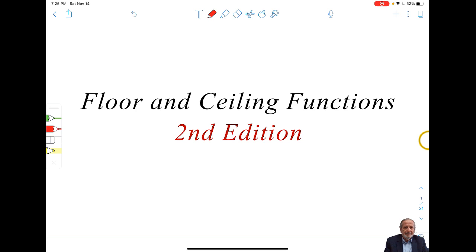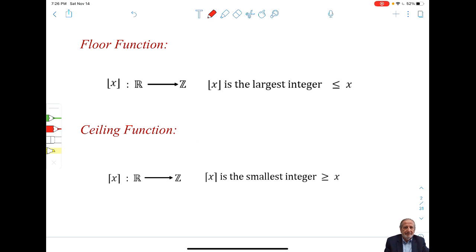Floor and ceiling functions are very important functions. They're used quite a bit in both mathematics and computer science. Let's quickly recall the definition.